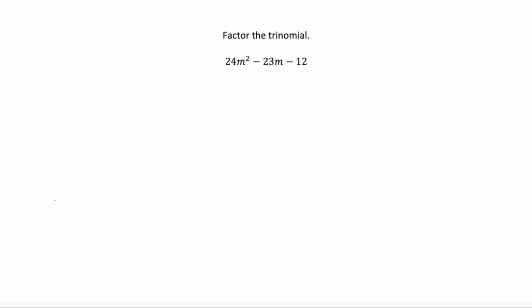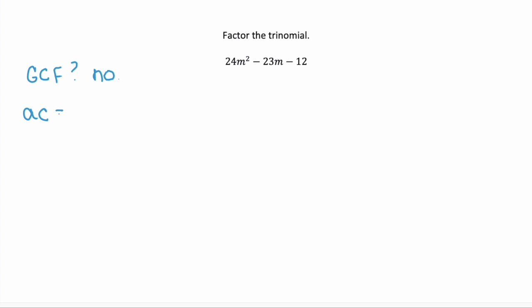Today we're going to factor a trinomial, but this trinomial is going to give us some really large numbers to factor. But first step, do we have a GCF? And no, we don't have a GCF. We know right away because our middle term, negative 23m, negative 23 is a prime number.